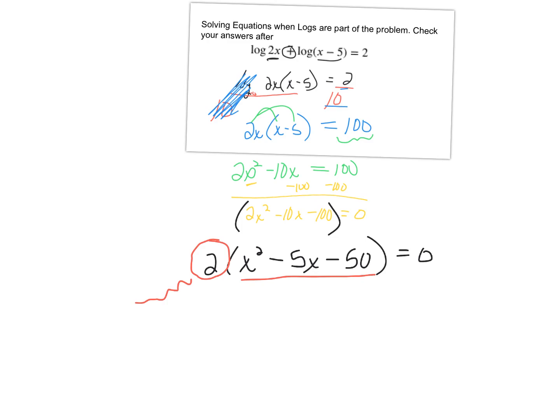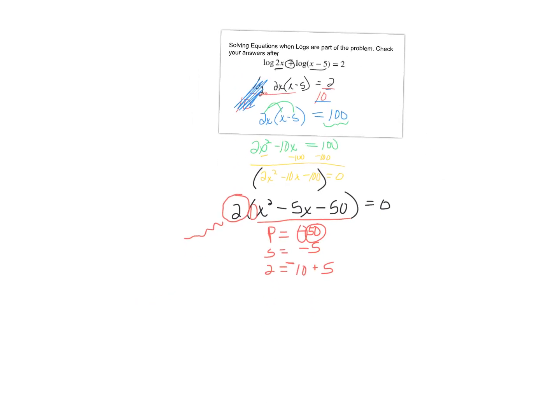Now it's got 3 pieces with no leader in front of the square, which means I can use PS2. So my product is negative 50. My sum is negative 5. So 2 numbers that multiply to 50 but subtract to 5 are going to be 10 and 5. And my signs are going to be negative 10 and positive 5. So we're going to have x minus 10, x plus 5 is equal to 0. And now this comes back as 2 in front.